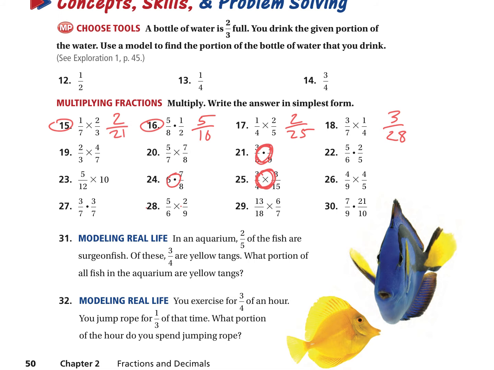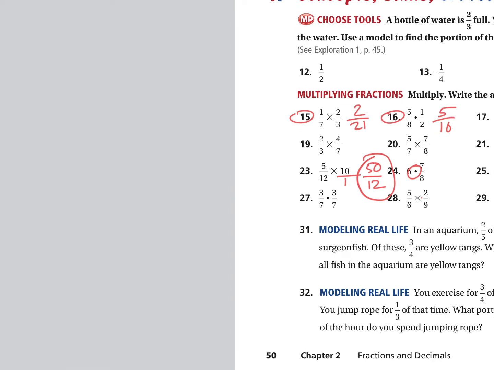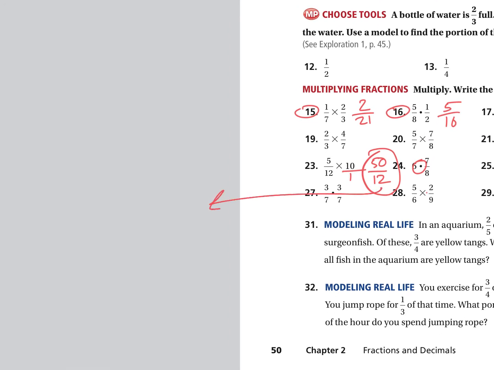I guess one to go over would be where we have this single digit here on number 23. Just remember that it can always be written as a fraction over 1. So 5 times 10 is 50, and then 12 times 1 is 12. So in this situation, this would be an improper fraction. So we can turn that into a mixed number, as we should. So 50 over 12.